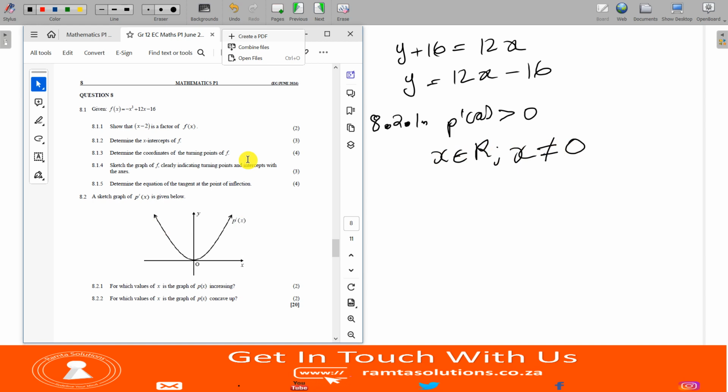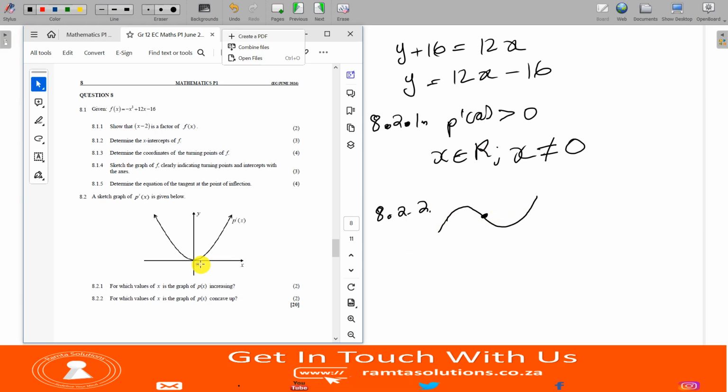Okay? Now, 8.2.1, it's asking for which value of x is the graph concave up? For the graph to be concave up, let me remind you, this parabola is smiling, so its cubic must also end with a smiling face. Where is it concave up? It's concave up from the point of inflection, rightwards of the point of inflection.